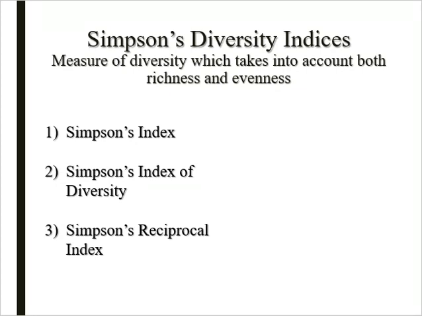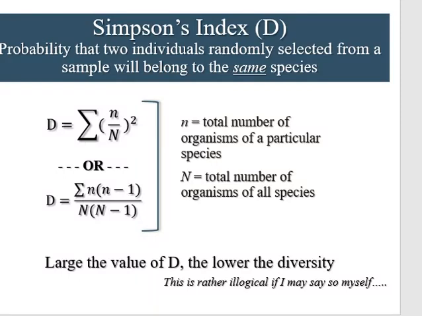You have the Simpson's Index, Simpson's Index of Diversity, and Simpson's Reciprocal Index. Each of the three represents the same biodiversity, but they are interpreted differently and actually do provide a different measure as far as interpretation. So it's important to ascertain which index you are using when you are making these comparative studies of diversity. And we'll talk about each one.